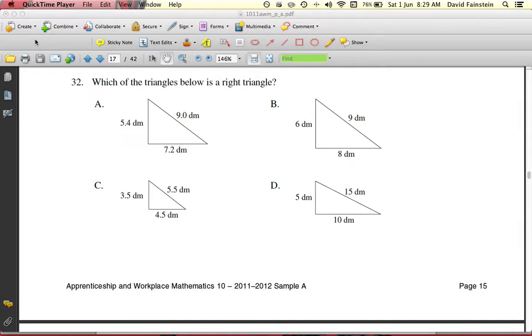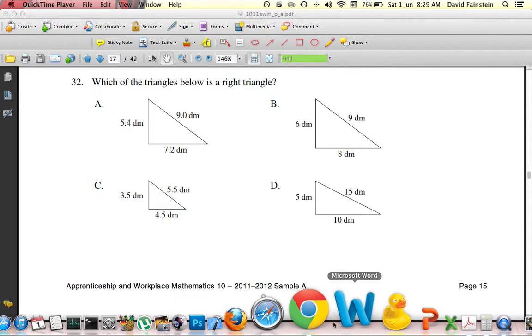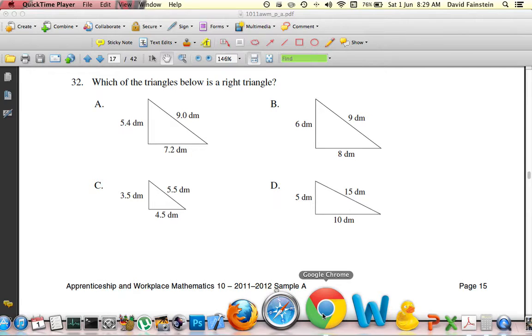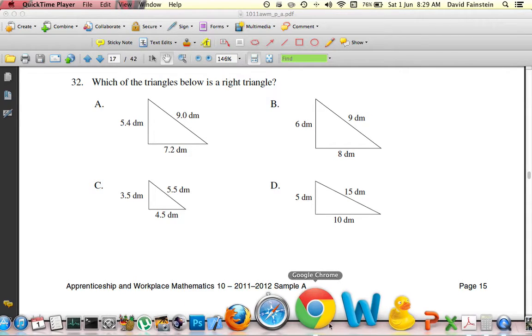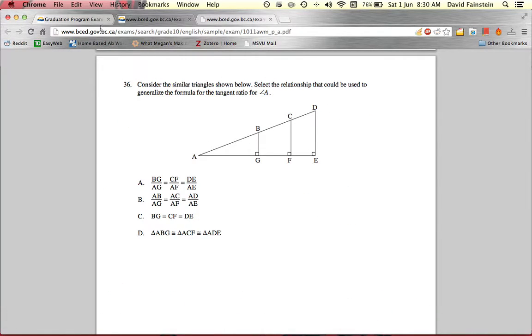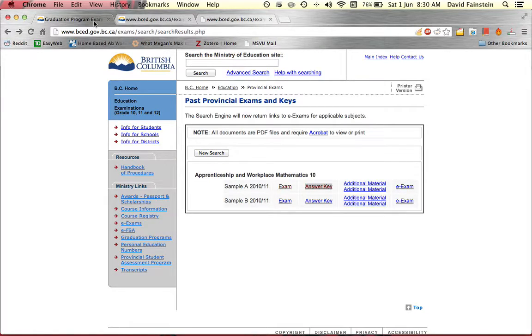Oh, I have a new format today. The idea now is I'm going to show you, if you were to log on to your computer at home, doing hours and hours of homework slaving away at home, how it should look when you go to the ministry site and download the free past provincial exams, which are very, very good indications of what the current exam will probably look like. Well, it'll look like it.